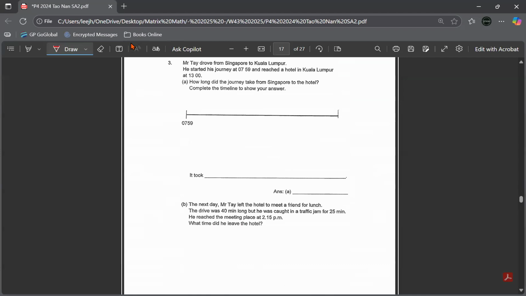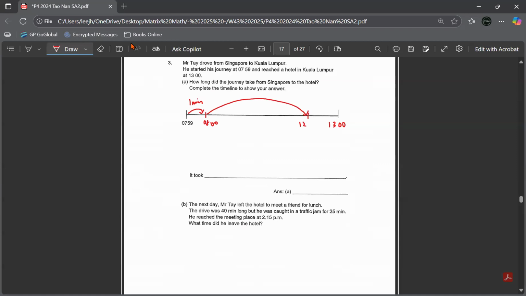So you know, starting is 07:59. So I'm going to reach the hotel at 13:00. So I'm going to calculate. For me, I always calculate to the nearest hour. So 07:59, one more minute, it will be 08:00. I need to go to 13, right? I go to 12 first.